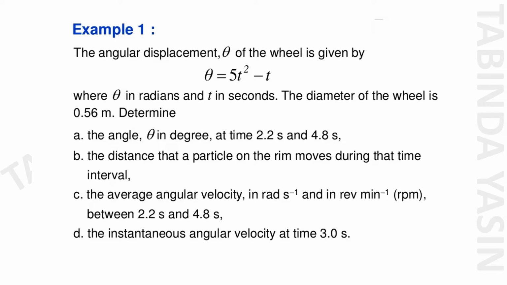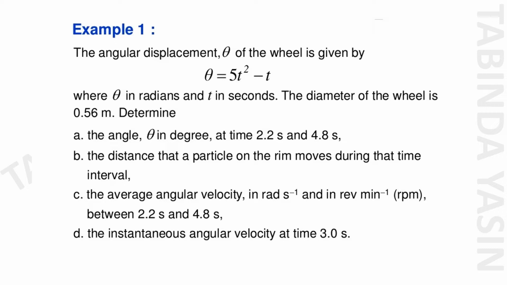There is the first example. The angular displacement theta of the wheel is given by theta is equal to 5t square minus t, where theta is in radian and t is in seconds. The diameter of the wheel is 0.56 meter. Determine, number A, the angle theta in degree at time 2.2 second and 4.8 second.